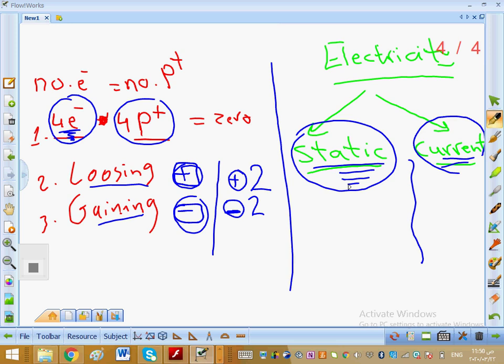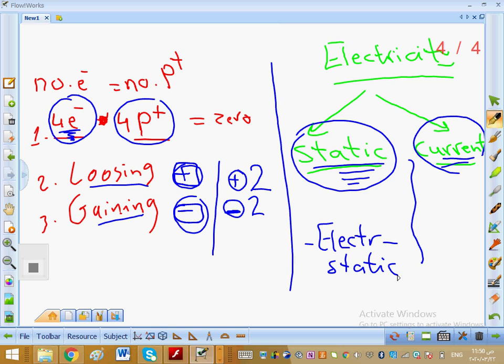Sometimes when you touch your friend, you will be shocked. Or if you touch the handle of the door, you will be shocked with a small electricity. Why? Because of electrostatic discharge. The jumping of electrons from one object to another, this we call electrostatic discharge.